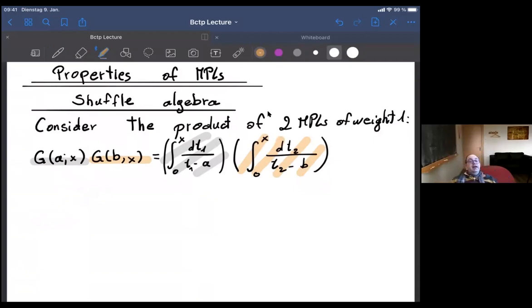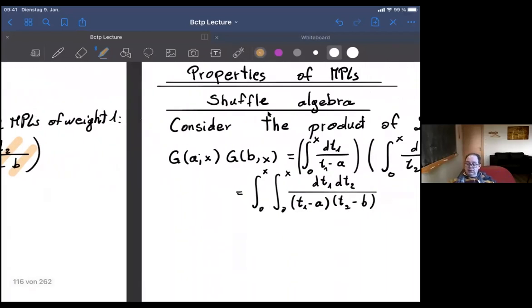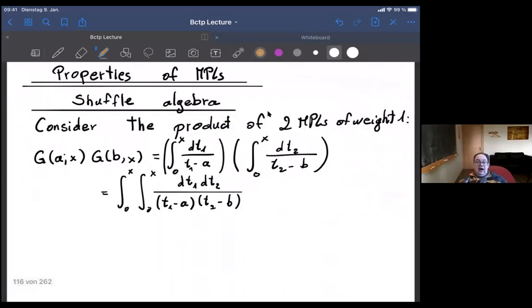And well, I get an object of weight 2. Right? Two integrations, so I get the product as weight 2. So let me write it as an object of weight 2, where I have two integrations. I haven't done anything, I've just used Fubini's theorem to combine these integrals into one double integral, a trivial one.